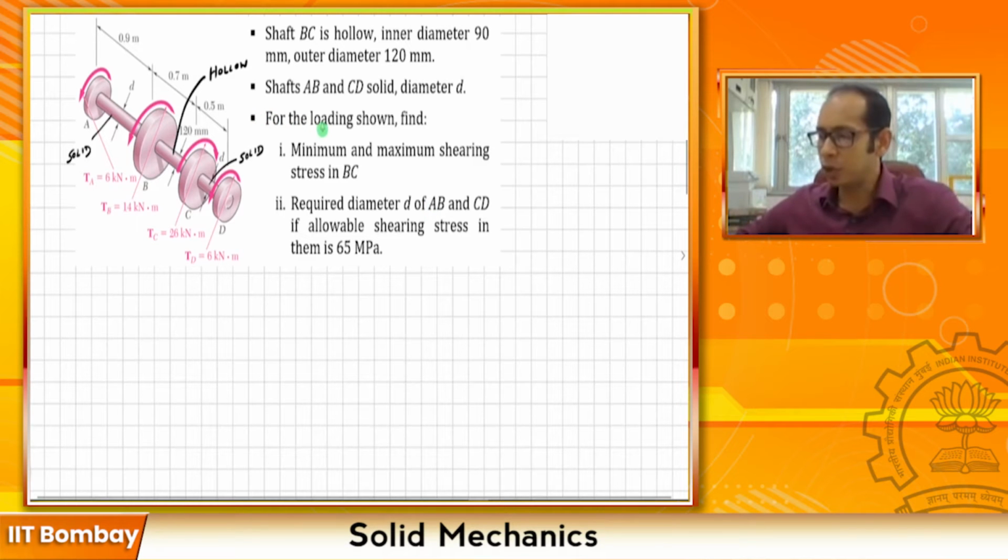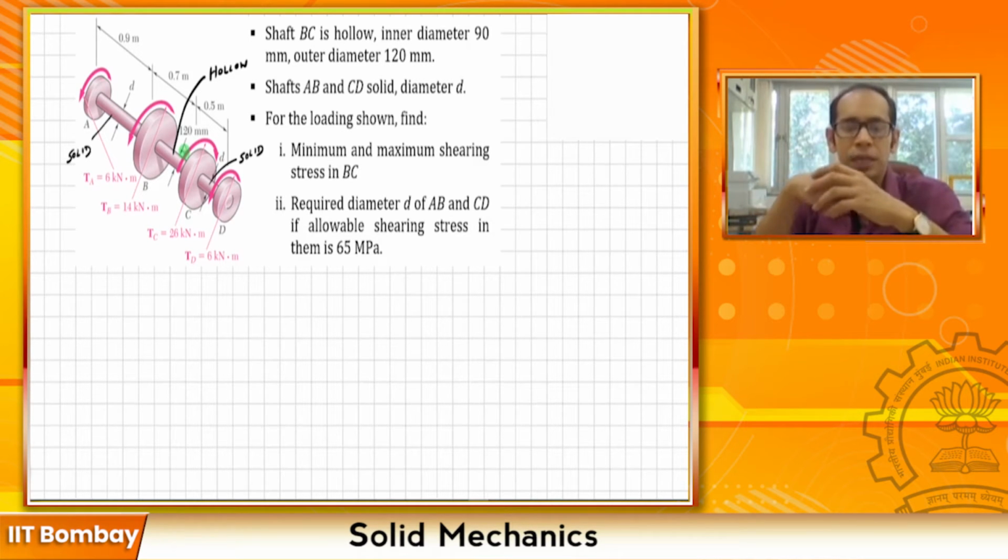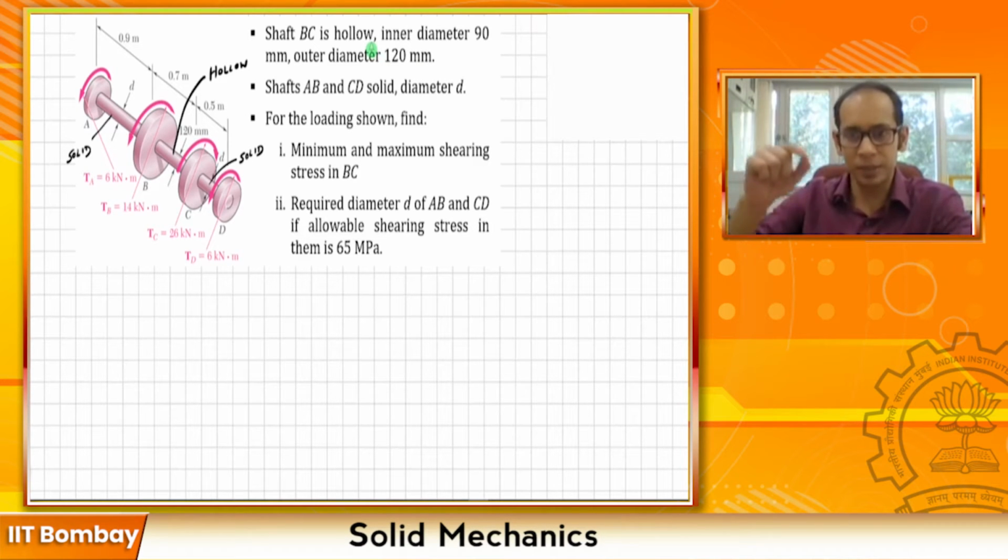It says that for the loading shown, the only type of loading in the entire shaft are these torques acting at A, B, C and D, and you are given the magnitudes. For that, the first part asks for the minimum and the maximum shearing stress in BC. In this part BC, what is the minimum shearing stress and what is the maximum shearing stress? Now remember, the minimum here will not be 0 because it is not a solid shaft, right? BC has an inner diameter and an outer diameter. So at the inner diameter you will have the minimum shear stress, and at the exterior of the outer diameter you will have the maximum.